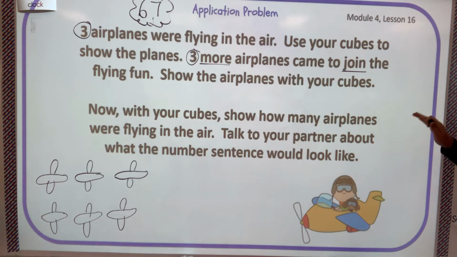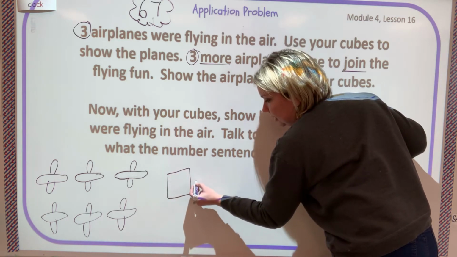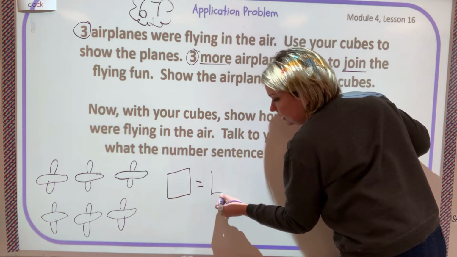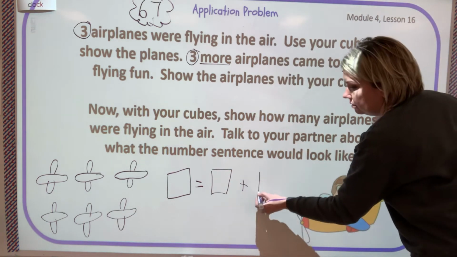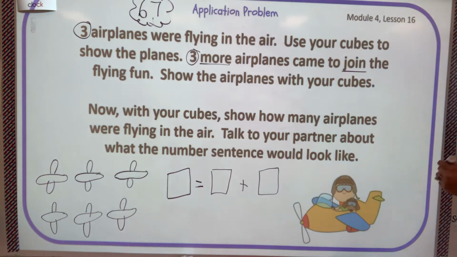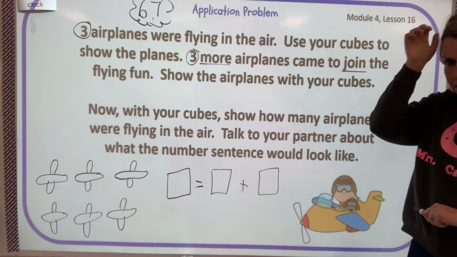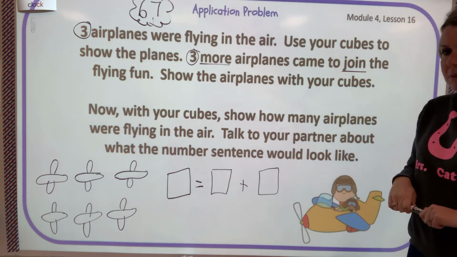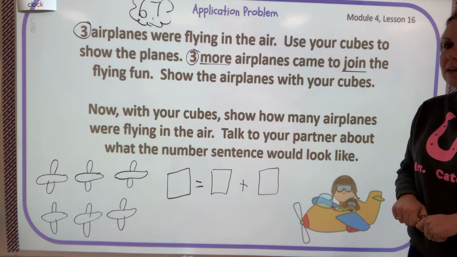Now, show how many airplanes were flying in the air and see if we can make a number sentence. So I'm going to do a number sentence like this, like how we've been doing. I'll have a box equals another box plus another box. You do it too. Should I maybe label my number sentence? Yeah, I think it would help.